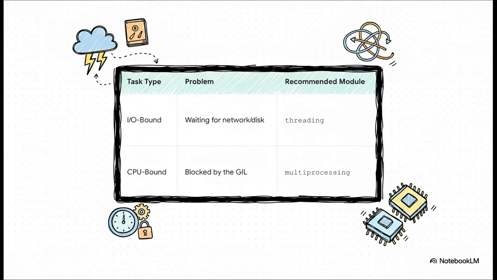So what's really great about this slide is that it gives you a clear playbook. If your task is mostly just waiting around for I/O, you use the threading module to get that nice concurrent feel. But if you're hitting that GIL wall with some heavy computation, you have to use the multiprocessing module to spin up separate processes and get real, honest-to-goodness parallelism.